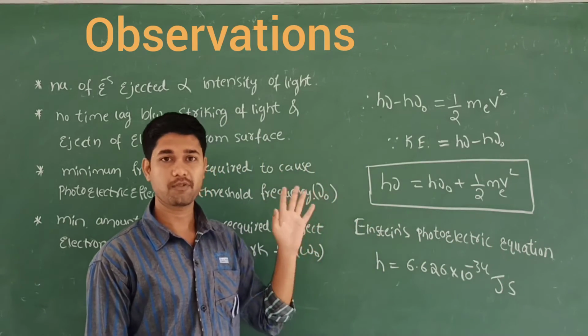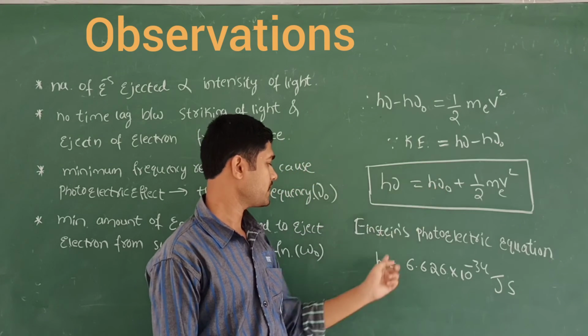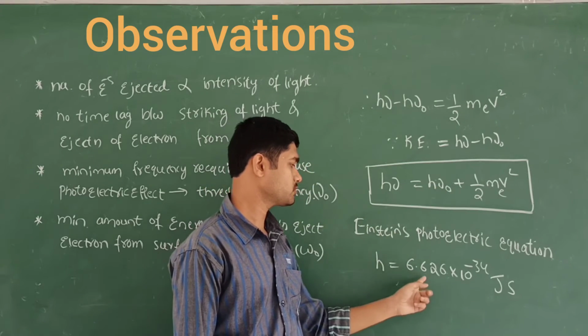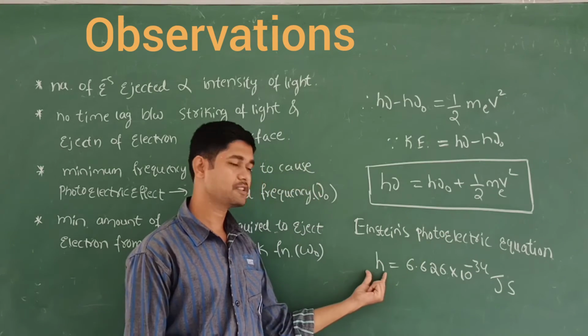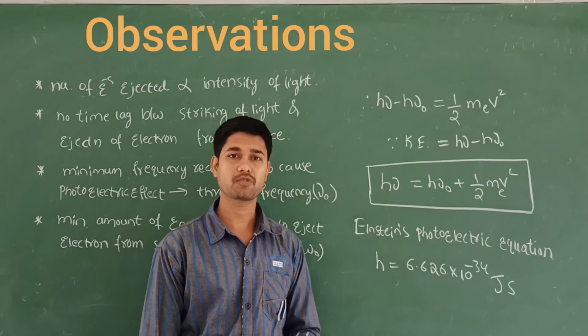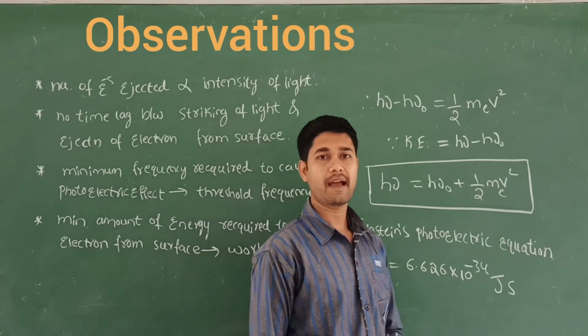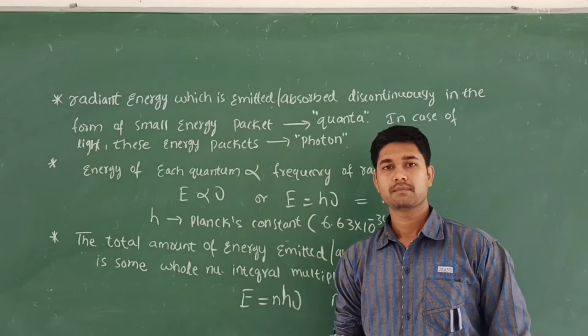Based on this photoelectric effect, he got the Nobel Prize. And what is the value of h? h is 6.626 into 10 raised to minus 34 joule second. This h is called Planck's constant. So like this, Einstein did the experiment called the photoelectric effect.